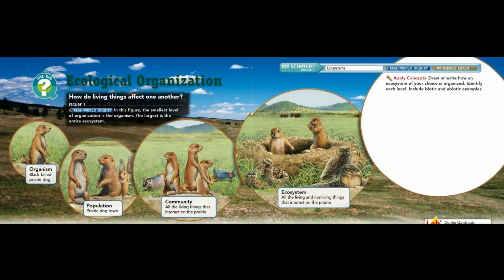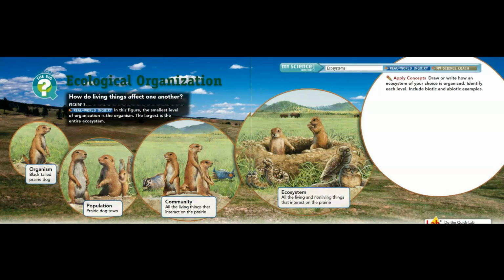The ecosystem is all living and non-living things that interact in the area, in this case again, the prairie. So that is the prairie dogs, the snakes, the badger, the grass, the sun, the temperature, the rocks, water, the bison in the background. They all go and live together. So you start small and you expand until you have everything in one giant gulp.